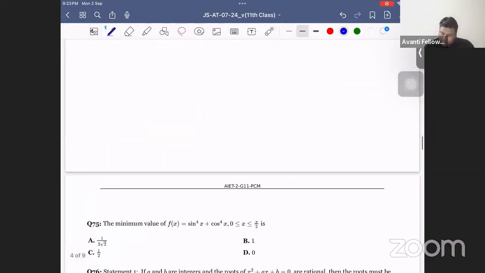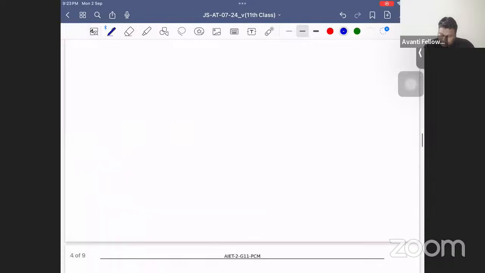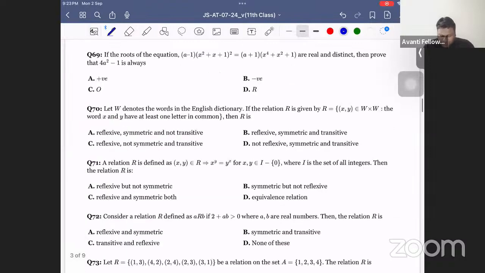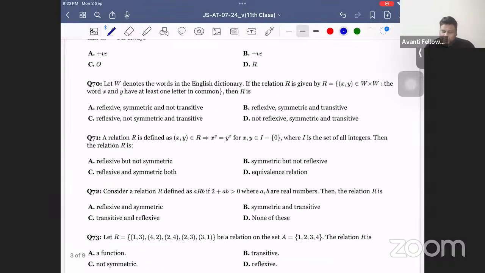Well, now this was done. All these reflexive, symmetric, transitive questions are pretty easy. Like if W denotes the words in an English dictionary, and the relation R is given by (X, Y) belonging to W cross W, where the words X and Y have at least one letter in common. Now see, it will be reflexive because every word has all its letters in common with itself. So it is definitely going to be reflexive.